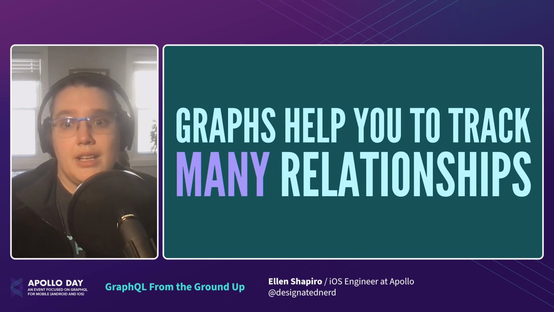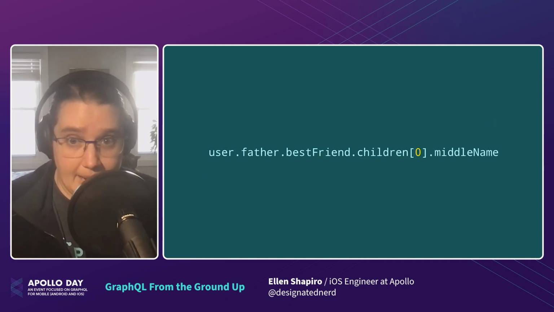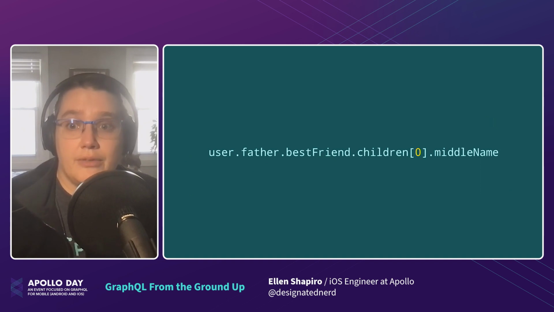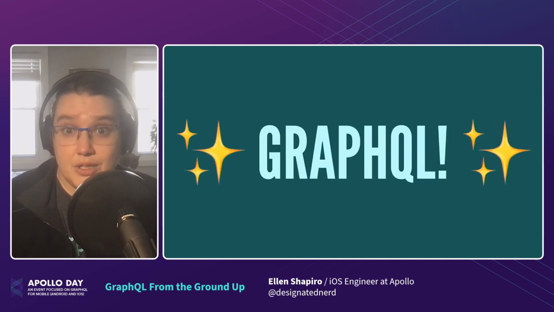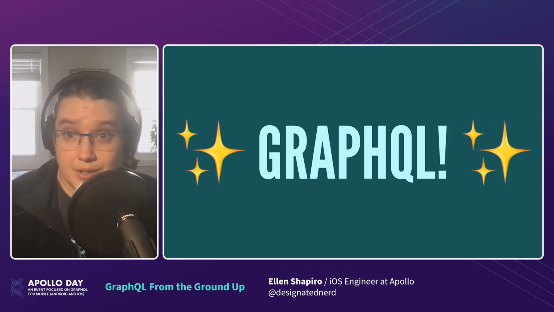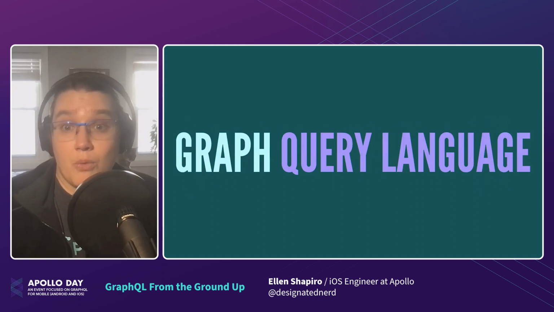For example, if you have a social graph where each person has information about various relationship edges to person nodes, you can do things like request the user's father's best friend's oldest child's middle name. How do you find out about these relationships? What are the nodes that are available to you and the edges you can follow in the graph? The answer is, big surprise, GraphQL. And the QL there, similar to SQL, stands for query language. It's a way to ask the graph about what it's got.